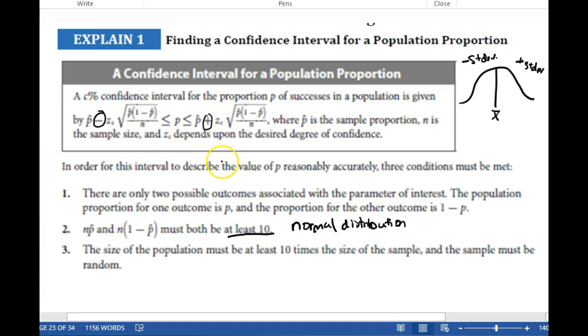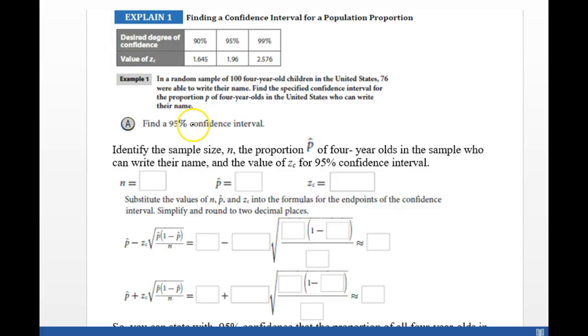So now that we have this information, we're going to utilize it for our first part A and part B of Explain 1. All right, for Explain 1, it says finding a confidence interval for population proportions. So depending on our degree of confidence, we're going to use the following values for Z. So just keep that in mind. And it says in a random sample of 100 4-year-old children in the United States, 76 were able to write their name. That's cool. Find the specified confidence interval for the proportion P of 4-year-olds in the United States who can write their name.